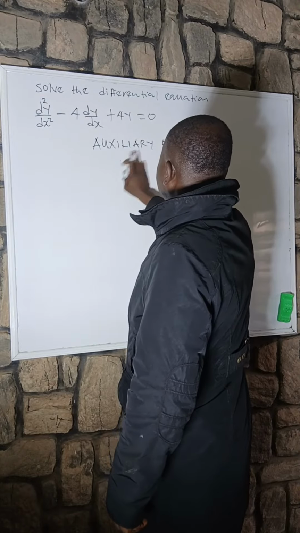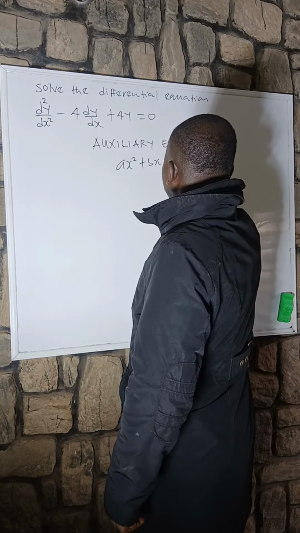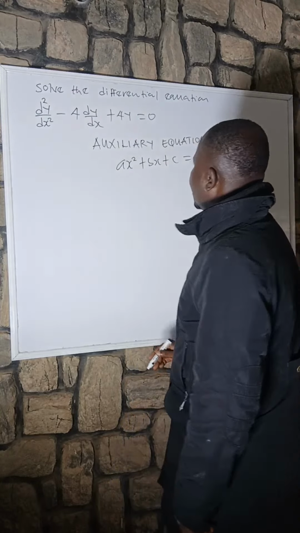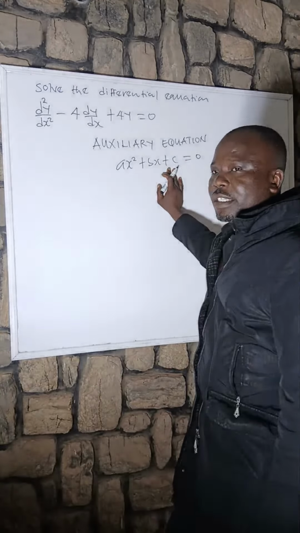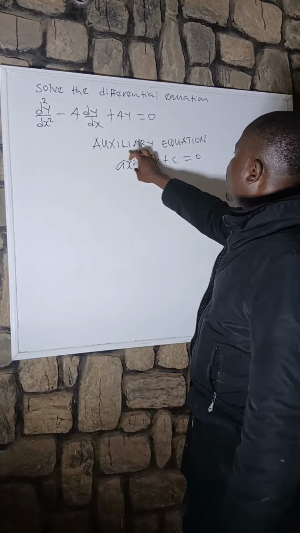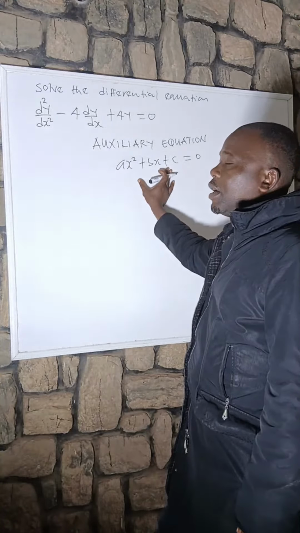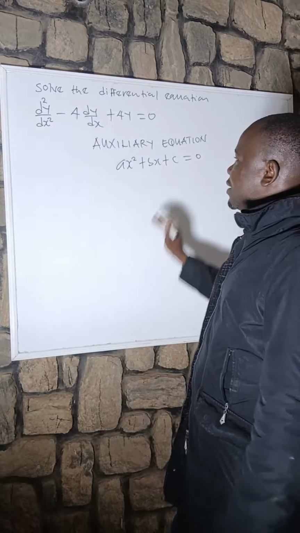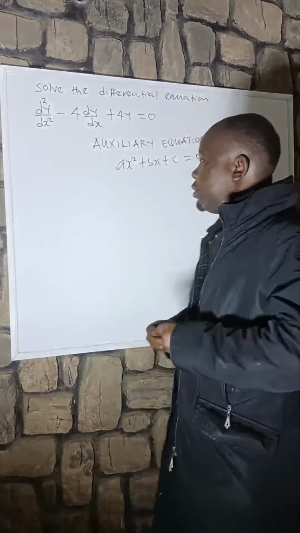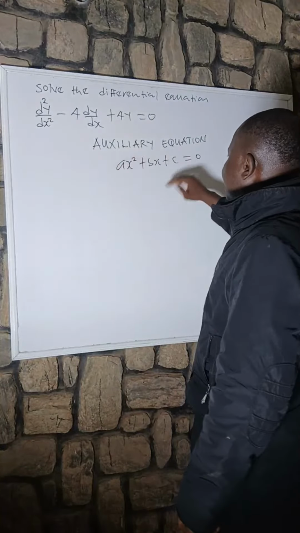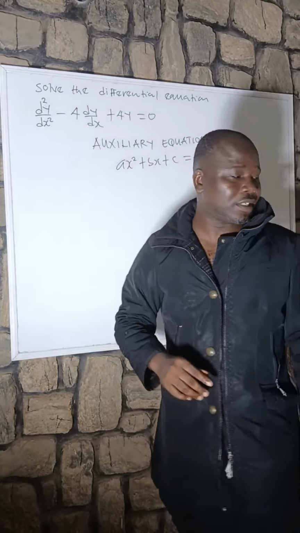Just like this. Ax squared plus bx plus c equals 0. It is no more called a quadratic equation, but an auxiliary equation. Why? Because we are able to extract it from a differential equation. Is that clear? That is why it is called an auxiliary equation. So you cannot call it a quadratic equation. Take note.